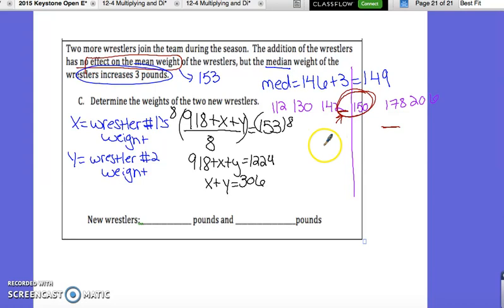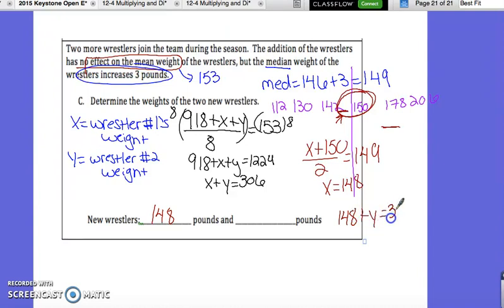So I said, well, what number could make the median 149? I solved, well, I don't know what that wrestler is, plus 150 divided by 2, it has to equal 149. So I went ahead and that had to equal that X was 148. So the first wrestler was 148. To find the second wrestler, I just did 148 plus Y is 306. Subtract your 148. So the second wrestler had to be 158 pounds.